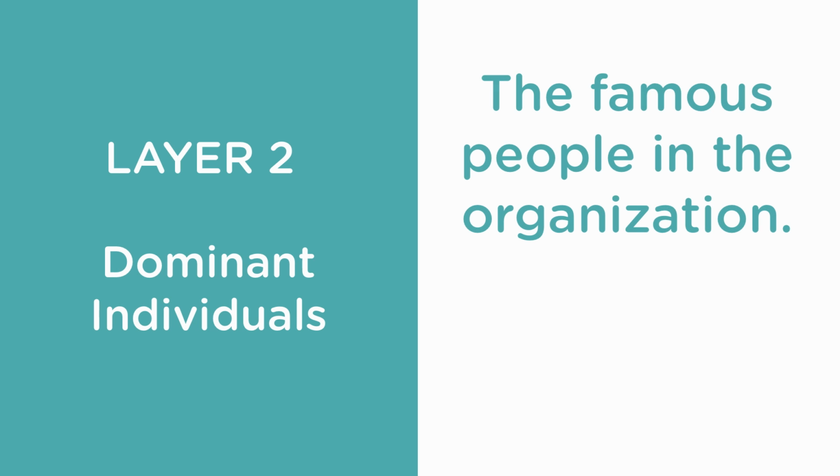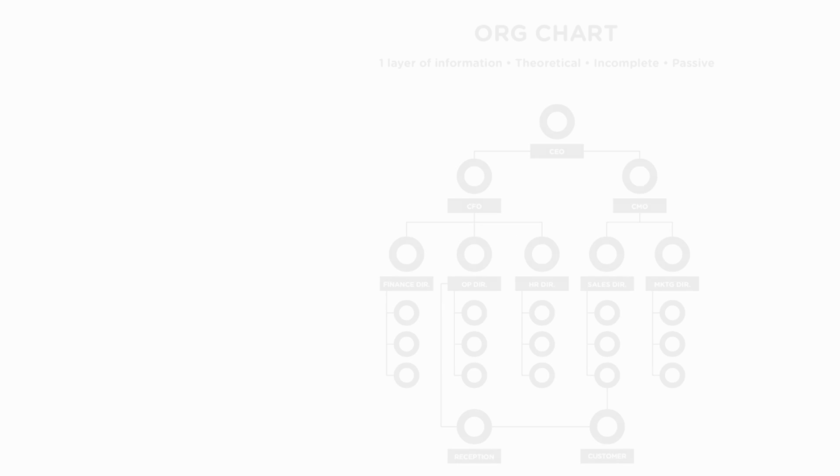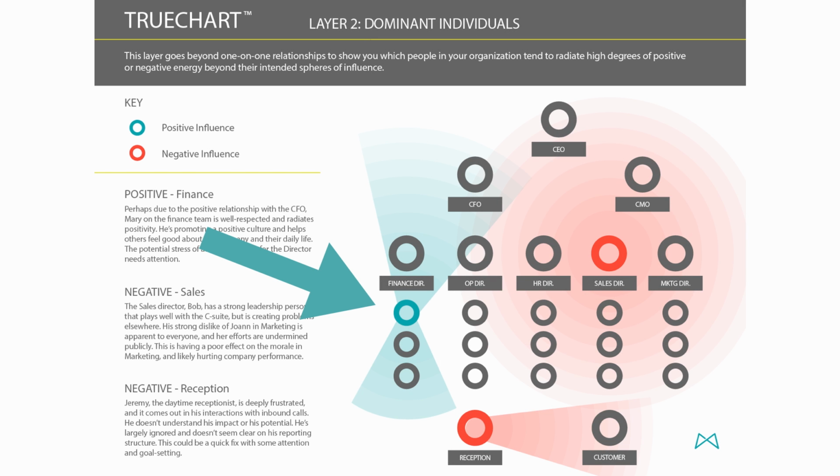Dominant individuals are the famous people in the organization, and they're the ones that have kind of the biggest ripples. They maybe make people feel terrific about their jobs, and that could be somebody that is so technically unimportant on a traditional org chart. But in this, you're going to see that, hey, Mary down in finance is really a very positive person, and everybody likes her.